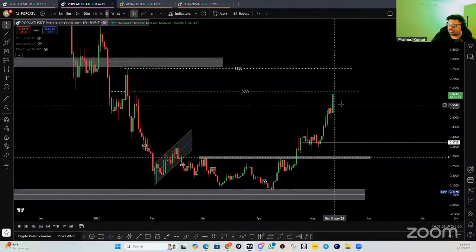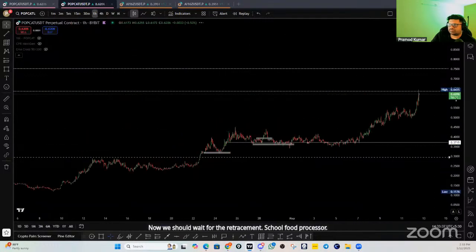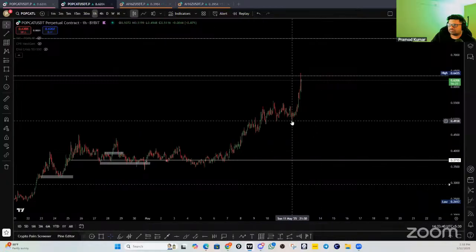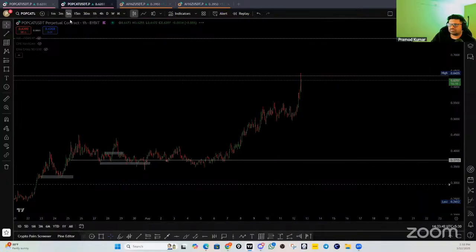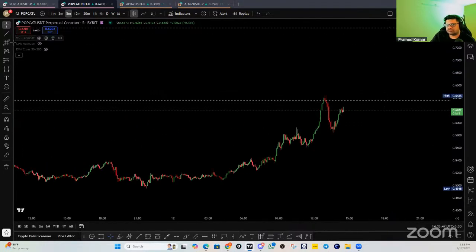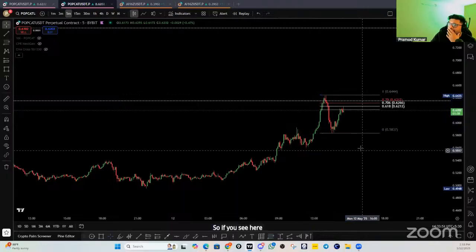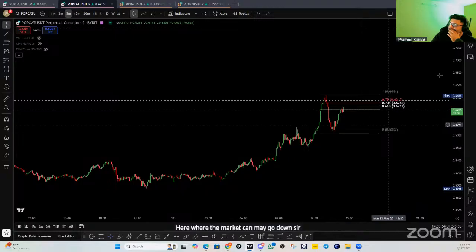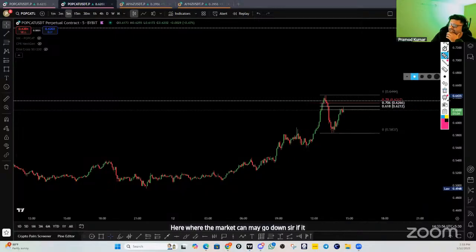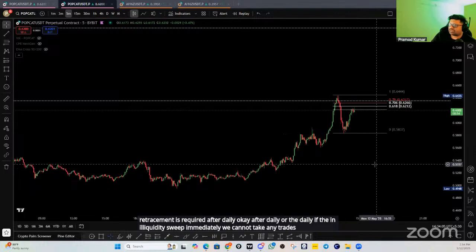Now we should wait for the retracement. So this is the area where the market may go down, sir, if it fails, because a healthy retracement is required after the daily. After the daily, if there is any liquidity sweep immediately, we cannot take any trade, sir. This is the risky one. Just wait for the pullback.